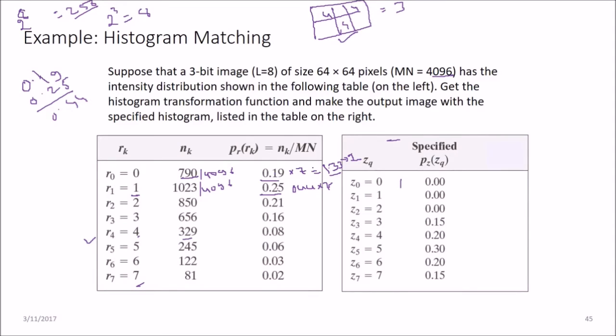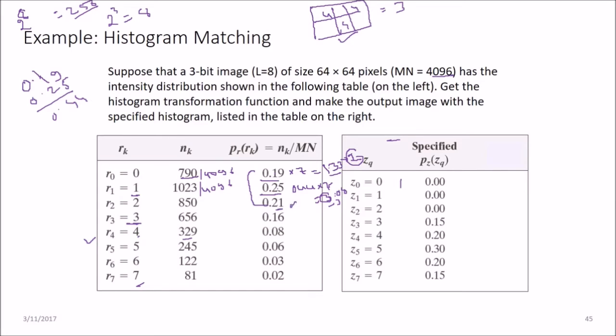So it will be 0.44 into 7, and that will give you the value 3.08. Now 3.08 is closer to which value? It will be 3. So this will be assigned 3. Now this one was assigned as 1, and this will be assigned as 3. And likewise, you will add these and multiply for this.